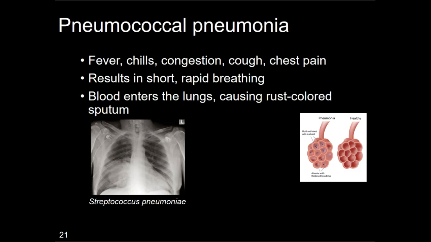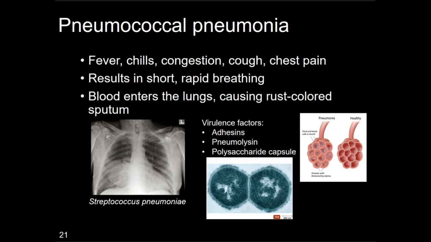Streptococcus pneumonia causes fluid to build up in the lungs, and so here we have an X-ray of a patient who has a Streptococcus pneumonia infection. You can see the lungs should be nice and clear, but instead we see a whole lot of cloudiness down here, and that's due to fluid buildup. Virulence factors for Streptococcus have been covered extensively, but just to remind you, it does have adhesins on the surface of the bacteria that allow it to adhere to the cells in the alveoli.